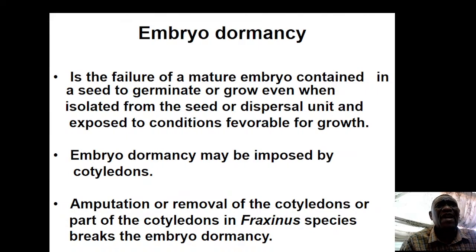Now, after talking of the after-ripening period, there's also what is known as embryo dormancy. This is the failure of the mature embryo. This is actually a mature embryo which is supposed to germinate, but it will fail to germinate. Embryo dormancy is controlled by cotyledons, and if you want germination to take place, you may have to cut off the cotyledons. Then the germination process can occur.